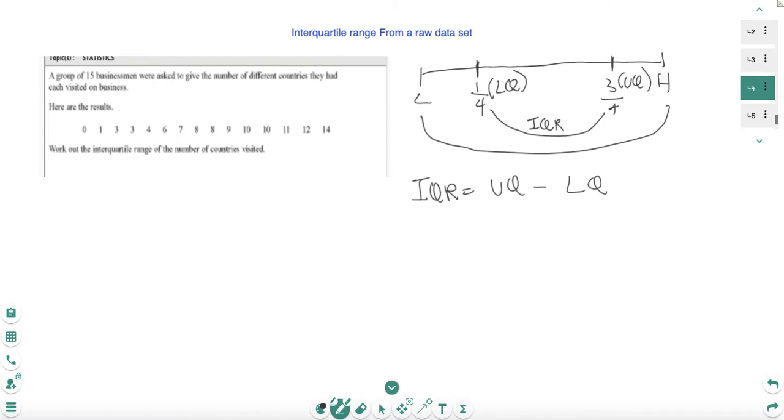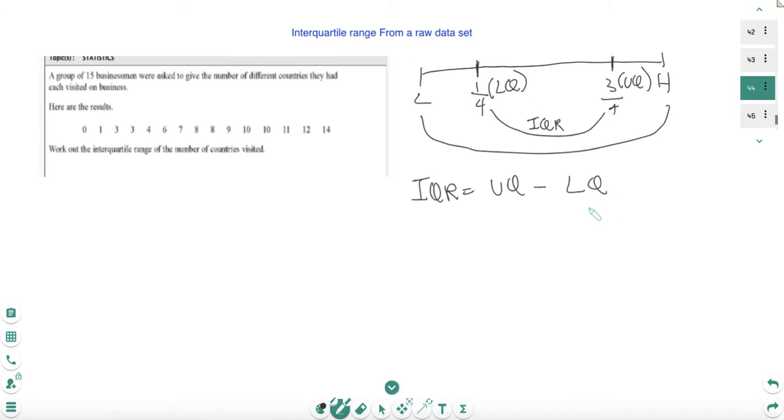Let's read this question. A group of 15 businessmen were asked to give a number of different countries they had visited each on business. Here are the results. Work out the interquartile range of the numbers of countries visited. Similar to median, what you have to do is first order them, okay? Now, it's already ordered, that's perfect. Let's find the lower quartile, all right?